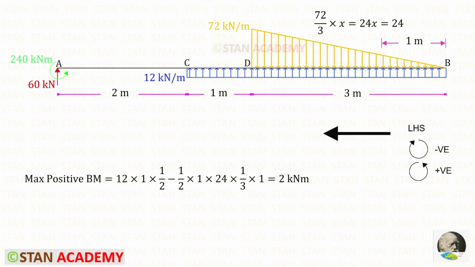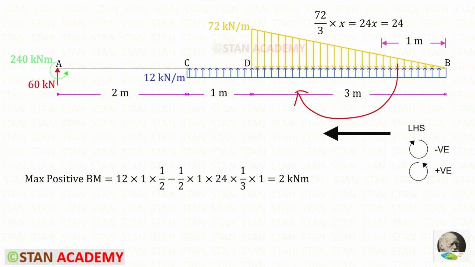Now let us find the maximum positive bending moment. We have calculated it occurs at a distance of 1 meter from the free end. This height will be 24x, 24 into 1, it will be 24. Using the left hand side rule, let us find the maximum positive bending moment. The UDL is acting in the anti-clockwise direction, so it will be positive, and the distance is 1. We know that with the UDL we have to multiply the distance and then the distance upon 2.